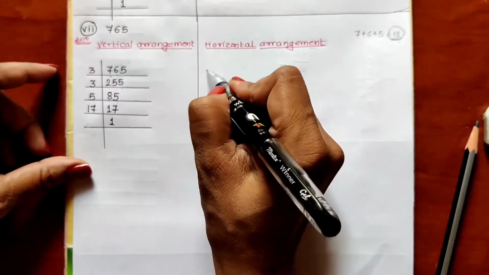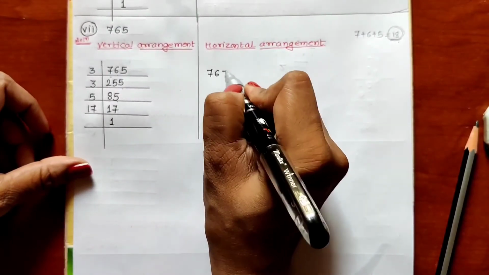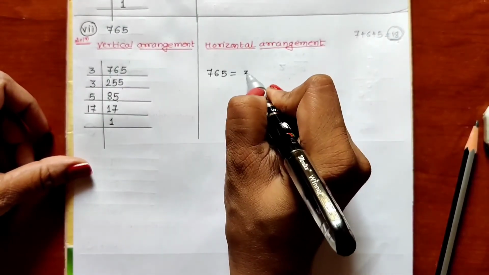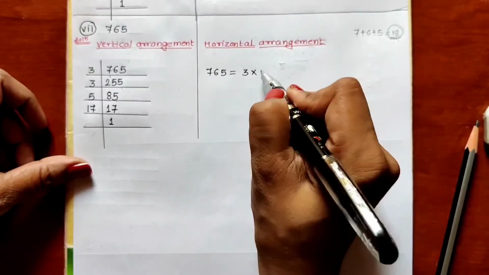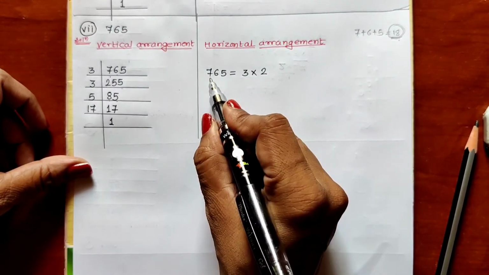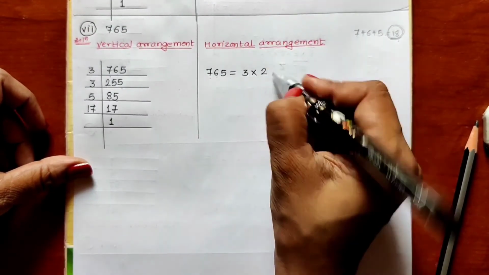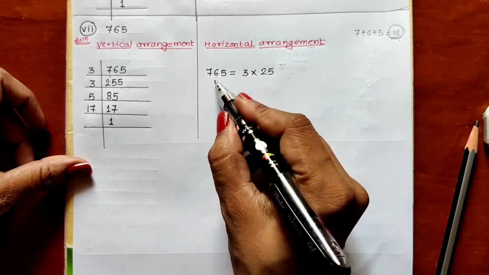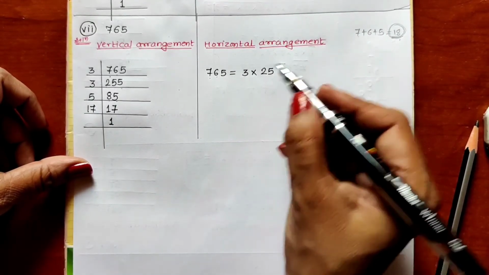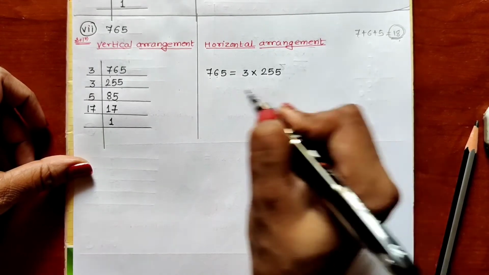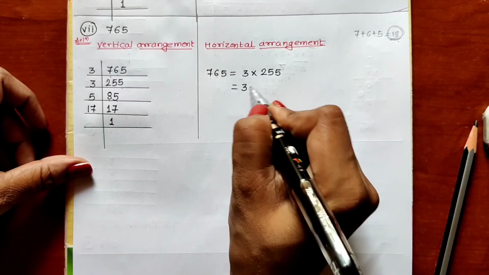Now let us do it horizontally. 765 is equal to, first factor we have got 3. 3 2s are 6. 7 minus 6, 1 remaining. This 6 means 16. 3 5s are 15. 16 minus 15, 1 remaining. This 5 means 15 again. 3 5s are 15. First 3 as it is we write, it is a prime number.